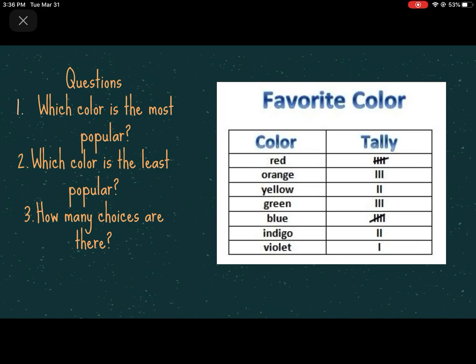When you're analyzing your data, it's going to be super important to pay attention to what the question is asking you, because it's not always going to be a number.